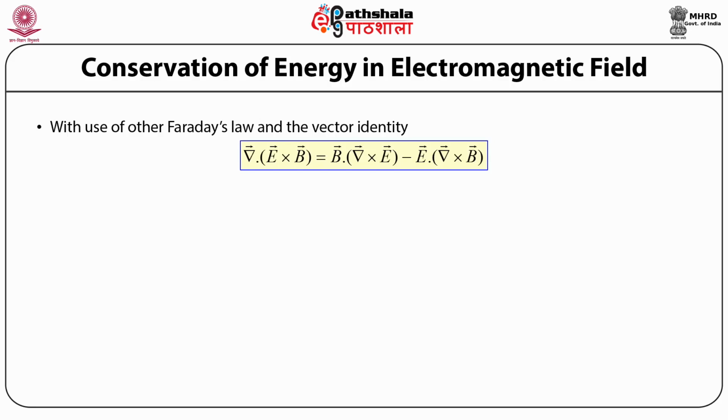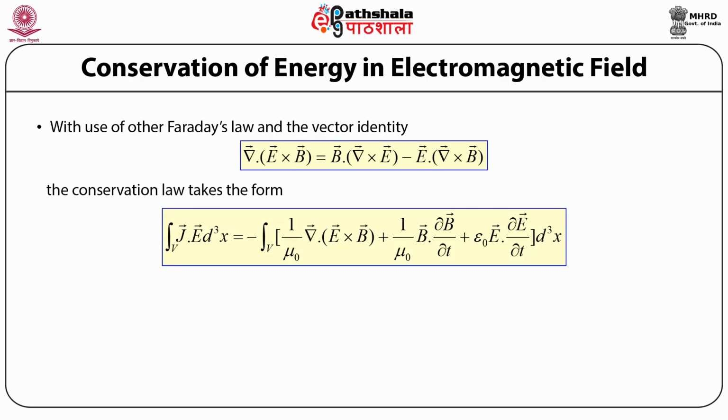the value of the current density J, we finally get the conservation law in the form: volume integral over the volume element d cube x of the dot product of the current density vector J and the electric field E is equal to minus of the volume integral over d cube x, bracket open, 1 upon mu naught times the divergence of the cross product of the electric field vector and the magnetic field induction vector, plus 1 upon mu naught times the magnetic field induction vector dot the partial time derivative of the magnetic field induction vector, plus epsilon naught times the scalar product of the electric field vector with the partial derivative of the electric field with respect to time.